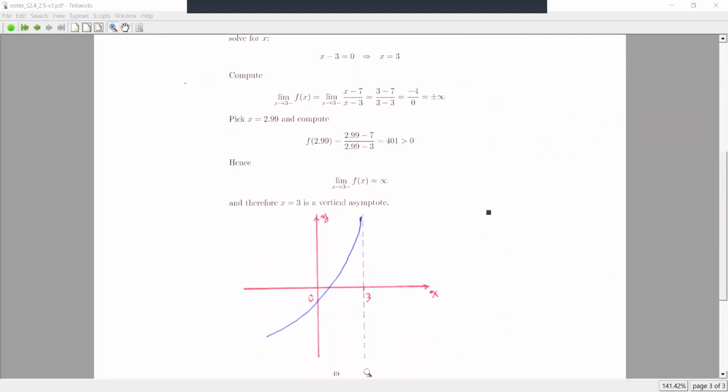So therefore, this vertical line is a vertical asymptote. The equation of this vertical line is x equals the number 3.